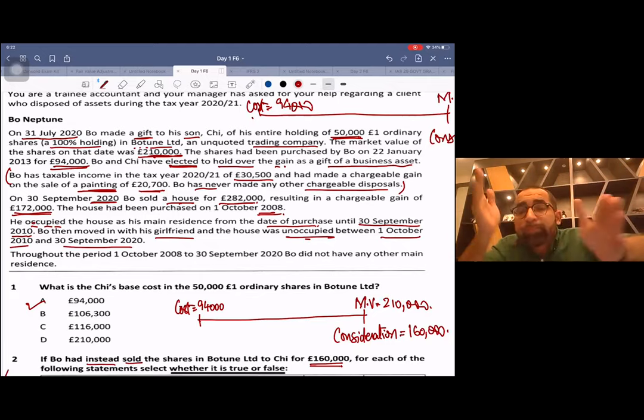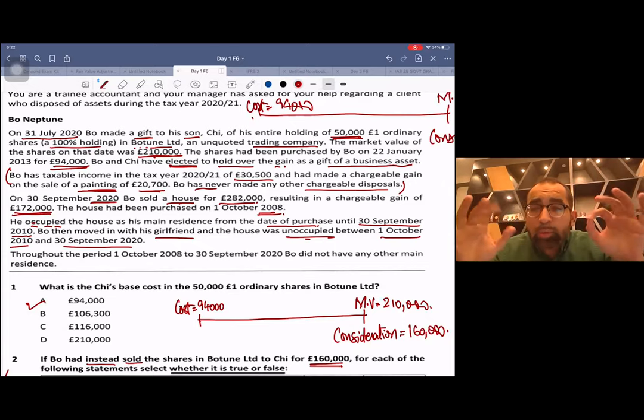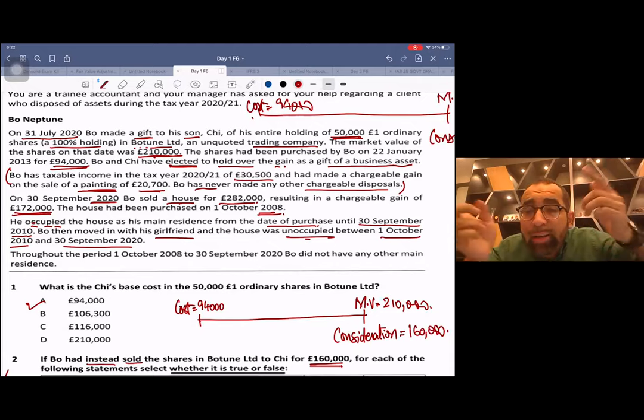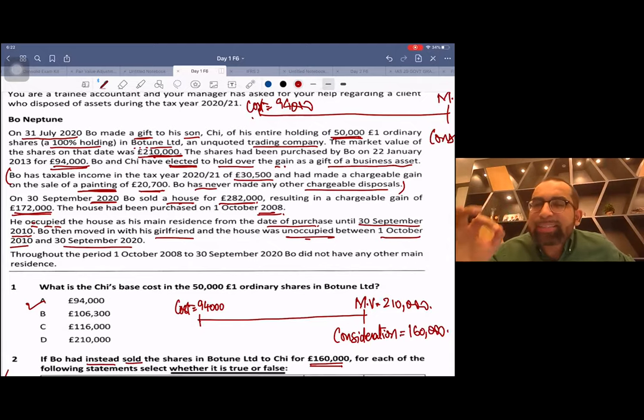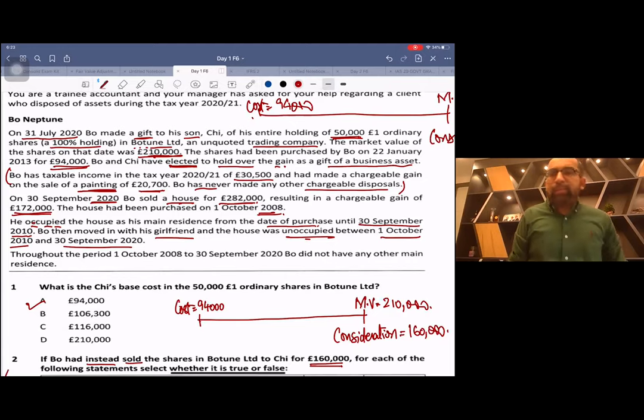So there is no sandwich period at the end. That's why in this question you can't claim ABC, the deemed period of occupation, because there is no sandwich, because he didn't come back. But yes, the last 9 months relief is always available to you.